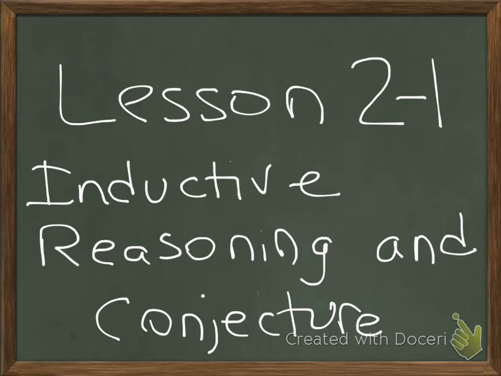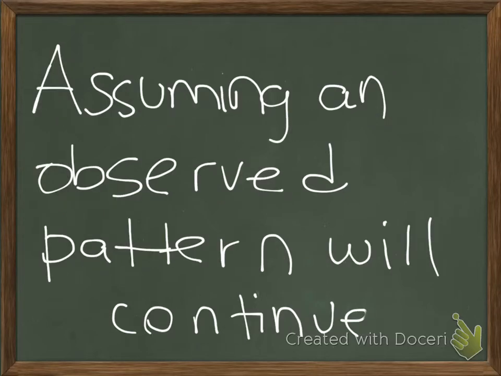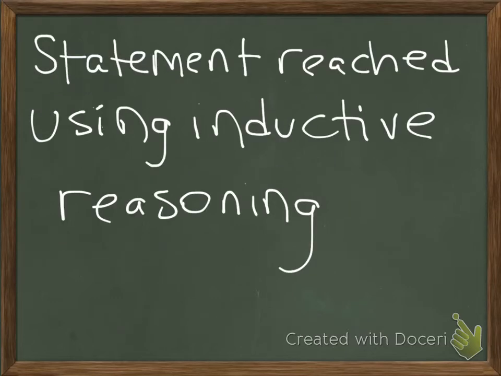So a conjecture and the type of reasoning that we're using is basically assuming if you see a pattern, that pattern is going to continue. And that's called inductive reasoning. And then if you make a statement about that pattern, that would be called a conjecture. So that's what I had here: a statement that's reached using inductive reasoning, or a statement that you have about the observed pattern, that's called a conjecture.